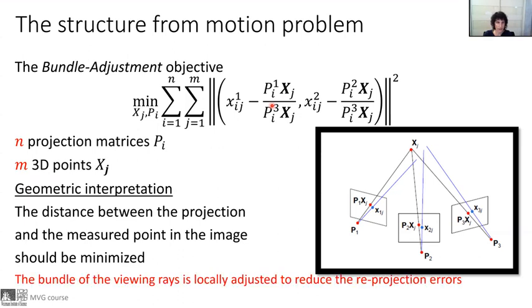Any question before we start with the optimization review? Any questions? No questions?